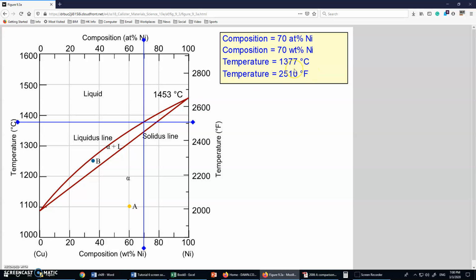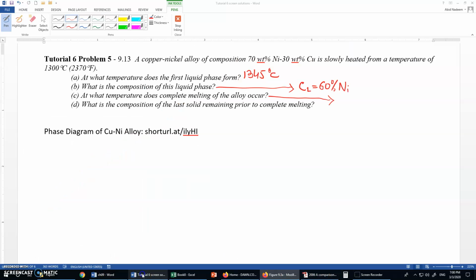So what is this temperature? It is about 1377 degrees centigrade. Yeah, maybe a little bit higher. Yeah, it's about 1378 or 77 degrees centigrade. So this temperature is 1377 degrees centigrade.